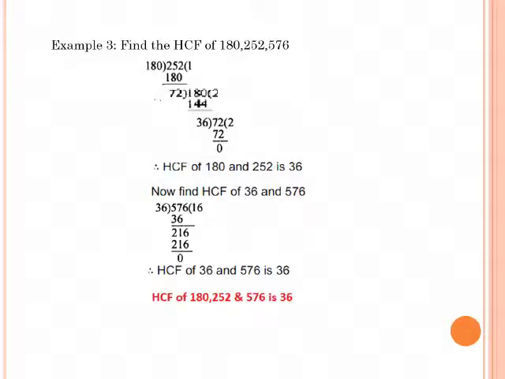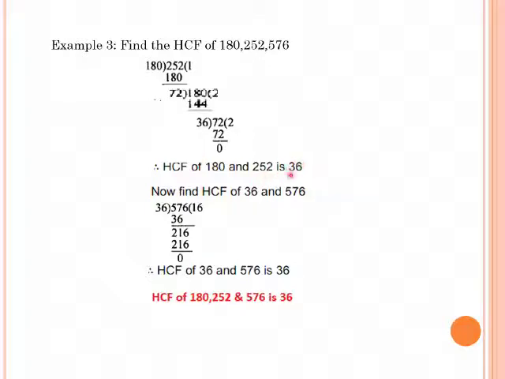Now when you have 3 or more numbers, this is for your knowledge part that I am showing you. When you have three numbers, you select any two numbers and find their HCF. Now I've selected here 252 and 180. I've shown you the division here. Now here HCF of 180 and 252 is 36.